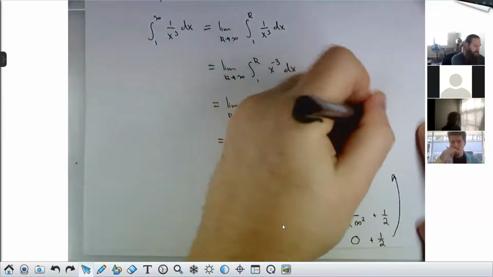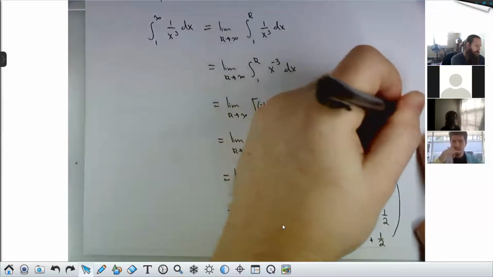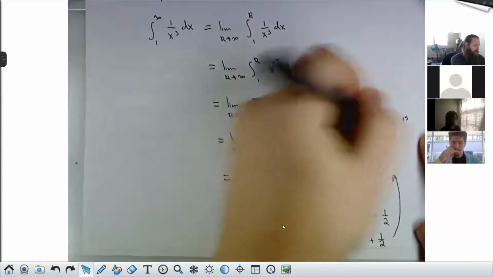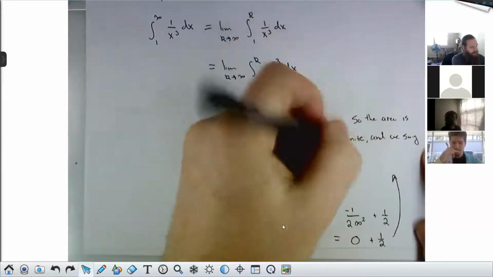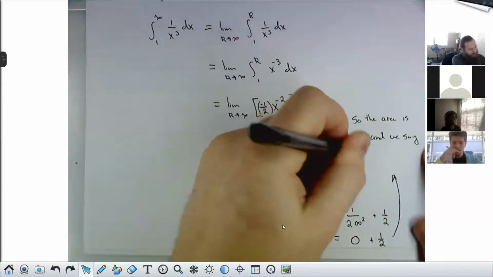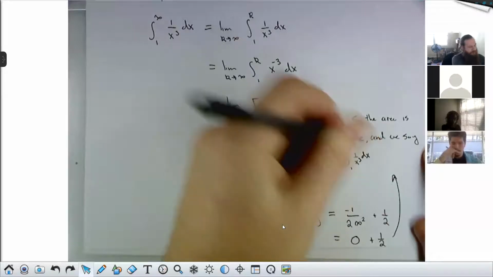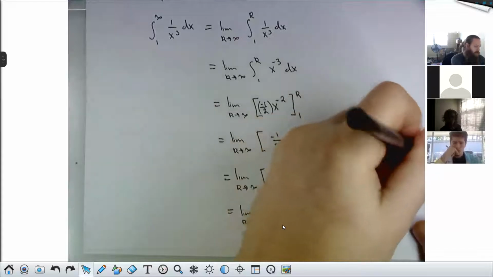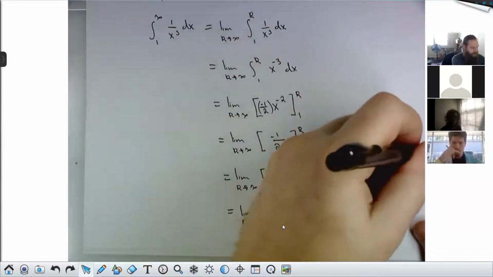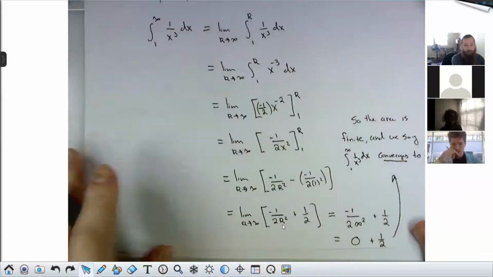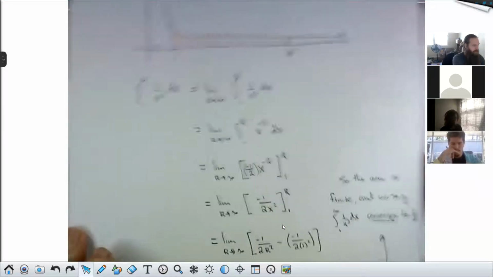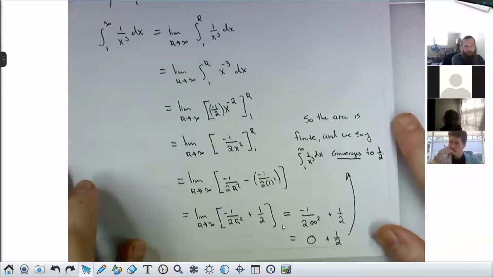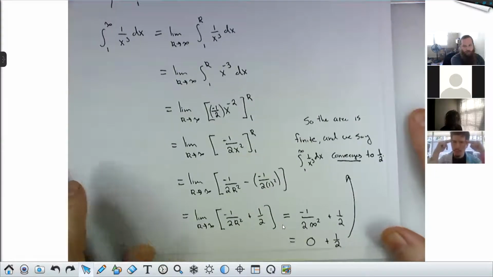So the area is finite. And we say that the integral from 1 to infinity of 1 over x cubed dx converges to the value 1/2. Oops, sorry, cut off on the side there. I didn't realize. Say that this integral converges to the value 1/2. That's how we use the language.